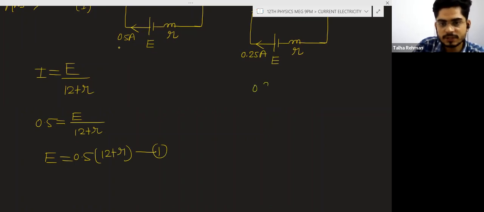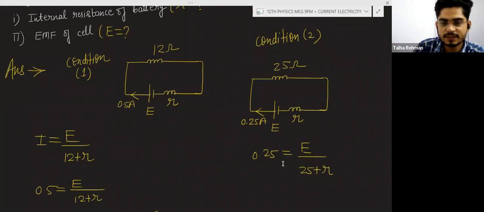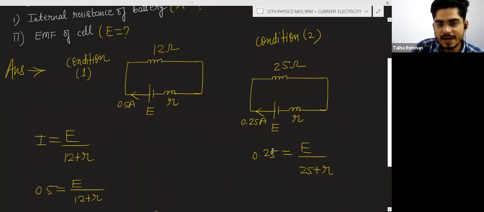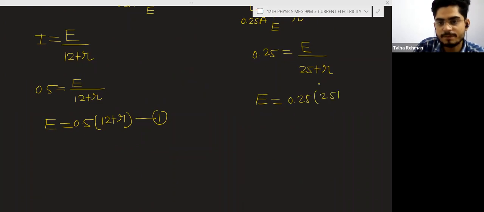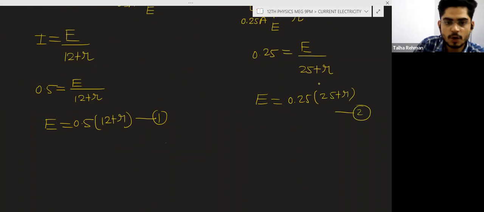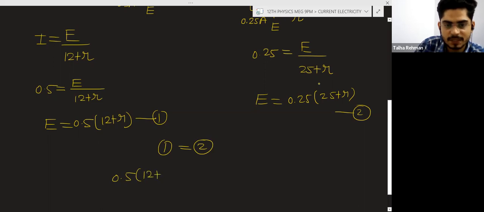Now, for this circuit, you can write I equals E divided by 25 plus r. I is flowing in this circuit, I is equal to EMF divided by the total resistance, 25 plus r. So now, calculate E from here. E is 0.25 times (25 plus r). This is equation 2. Now put equation 1 equal to equation 2. So this will become 0.5 times (12 plus r) equal to 0.25 times (25 plus r).